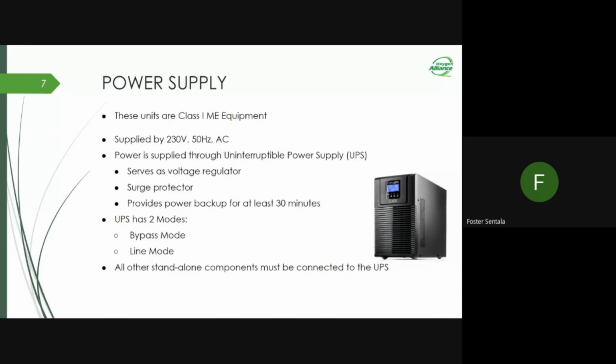This is so because the UPS serves as a voltage regulator, stabilizing all the voltages and also protecting the machine from electricity surges. This also provides a battery backup for at least 30 minutes of run when there is a power failure. And the UPS that is supplied by this unit usually comes with 2 modes. The first one is bypass mode. The second one is line mode.